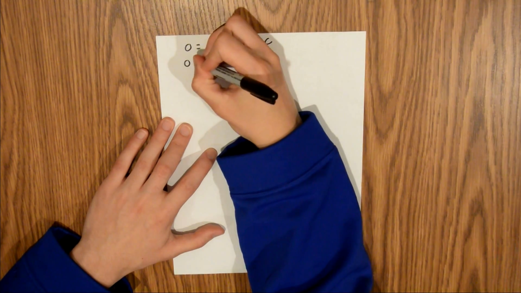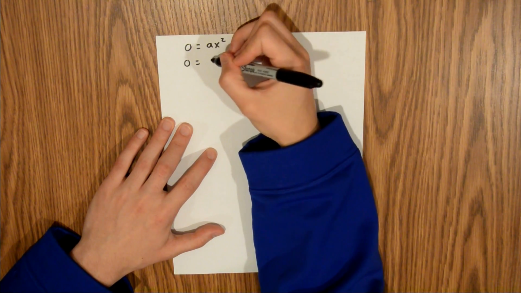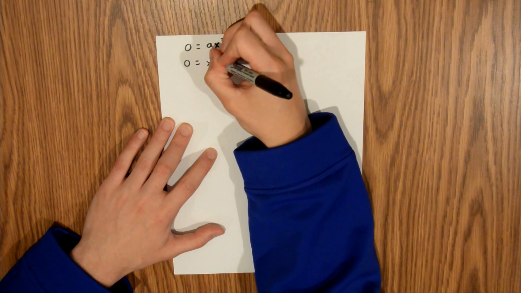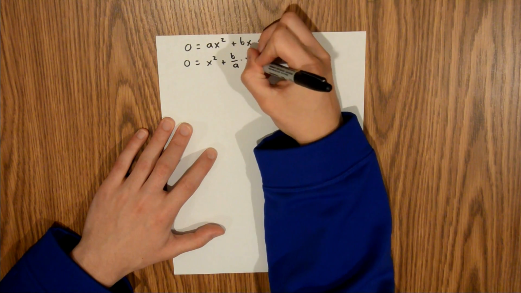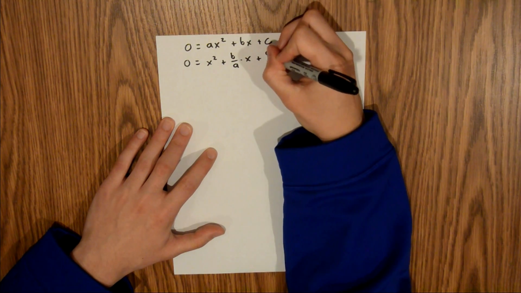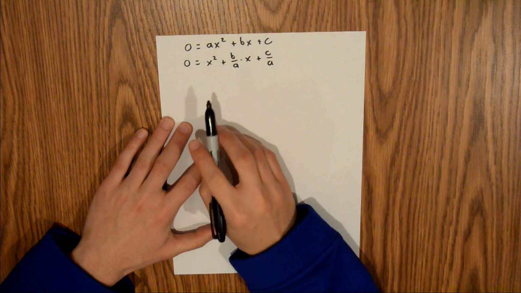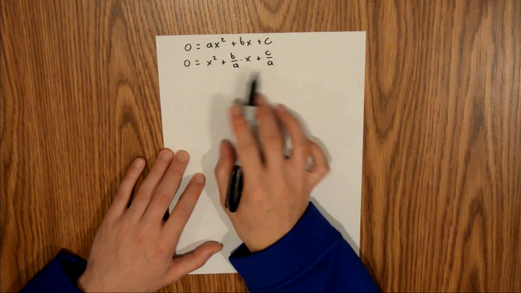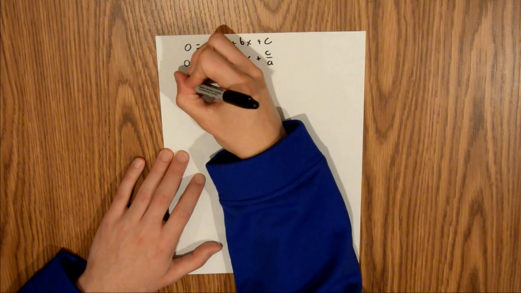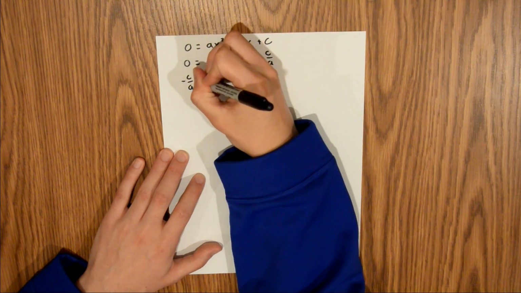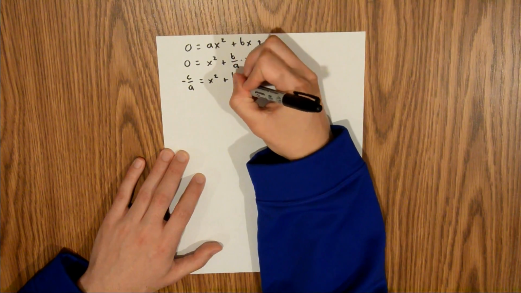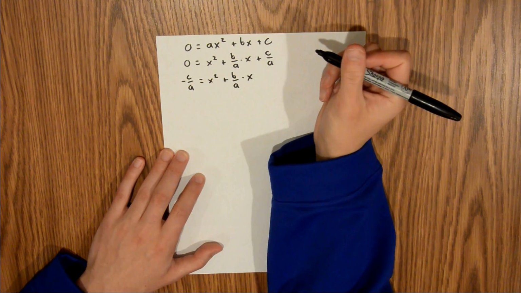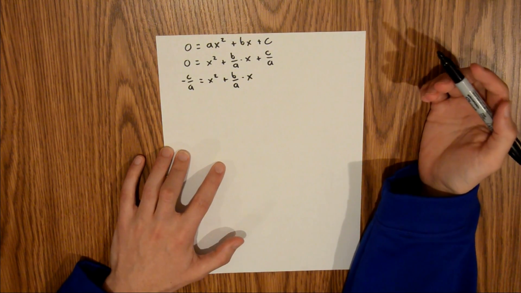And so you get 0 is equal to a over a is 1, so x squared, plus b over a times x, plus c over a. And then what you can do is subtract the c over a to the other side, and so you'll get negative c over a is equal to x squared plus b over a times x. And then now what we're going to do is complete the square.